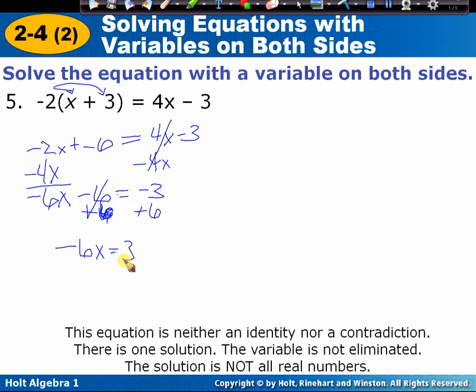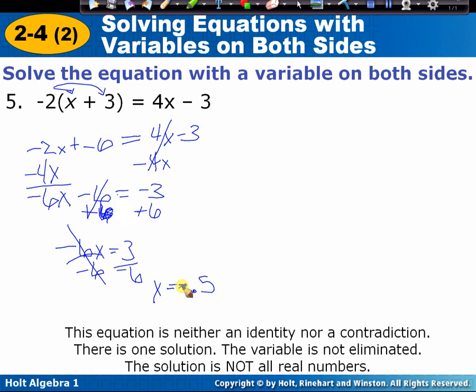equals 3. Now my x is not by itself, even though there's nothing on that side of the problem with the -6x, there is still a -6 attached to it. When a letter and a number are touching, they're being multiplied, so we have to divide. We're going to divide by -6 to get our x by itself. So we divide both sides of the problem by -6. This cancels out. 3 divided by -6 is equal to -0.5. So x equals -0.5.